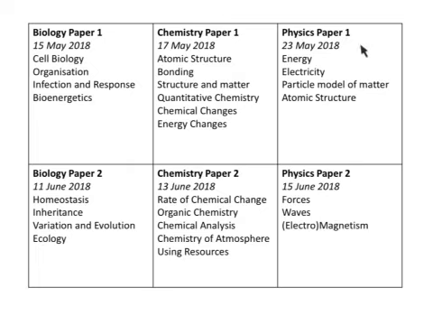The paper ones are quite close together, but then you've got a bit of space and a bit of time before you go on to your paper twos. So when you are planning your revision, it might be worth making sure these are covered first, and then you've got a bit of time before you go on to these ones in June.